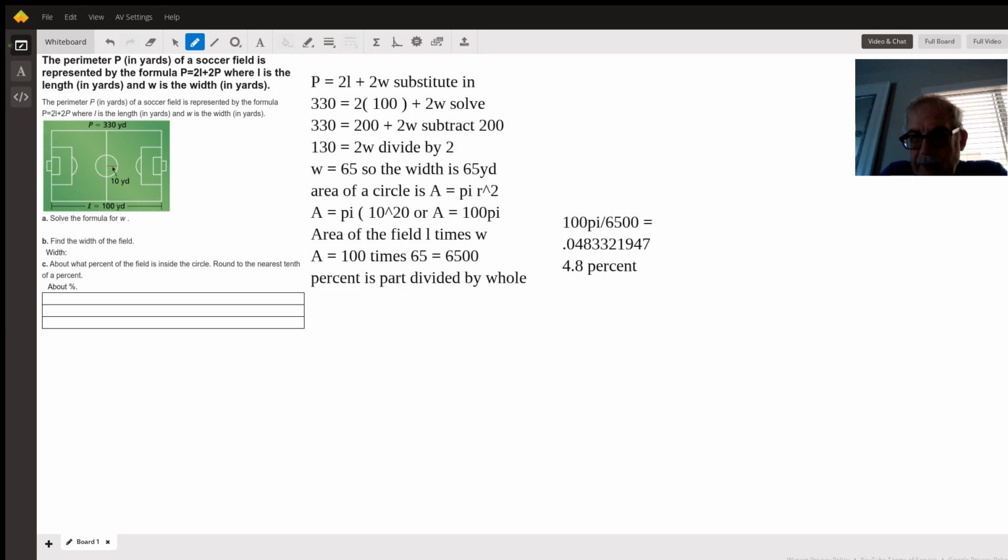So now to divide that, you're going to take 100 pi divided by 6,500. When you punch that in your calculator carefully, you get 0.048332 something. It says to round off to the nearest tenth. Well, we change it to a percentage, we get 4.8322%. Rounded off is 4.8%.